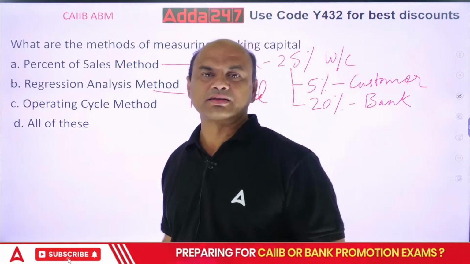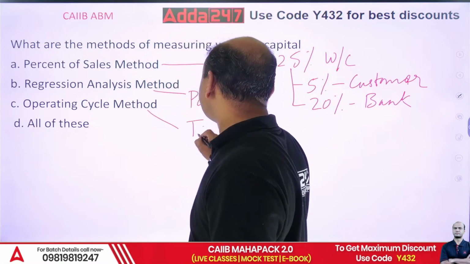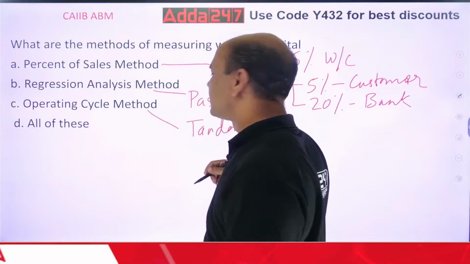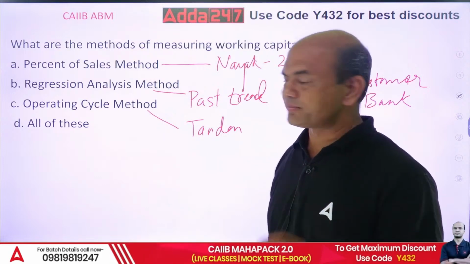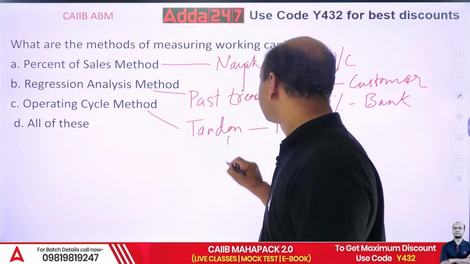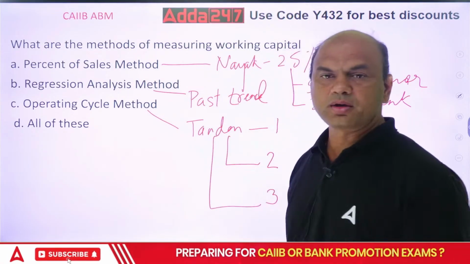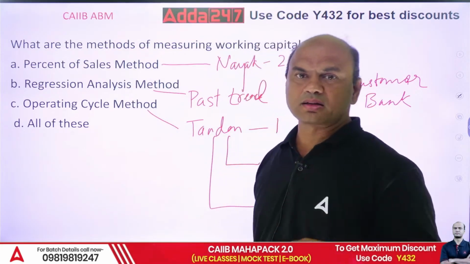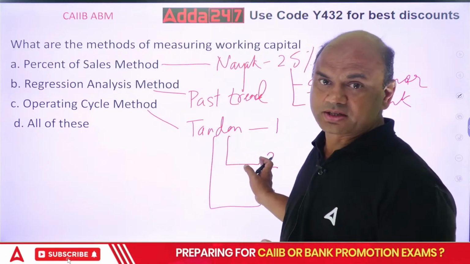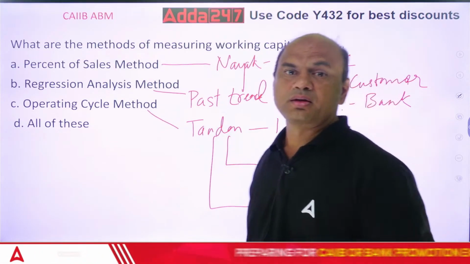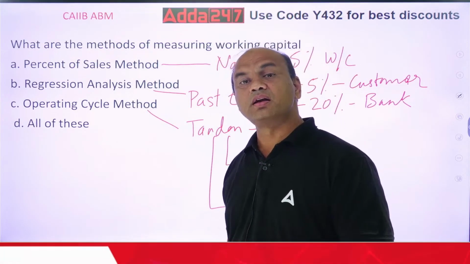Third is operating cycle. This is mainly based on the Tandon committee. Again, an important committee from your exam point of view. There are 3 Tandon committees: Tandon committee 1, 2 and 3. Kindly remember, the 3 Tandon committees are very important. It's a sort of case study for you. Tandon committee method 1. How many of you remember this? Tell me.